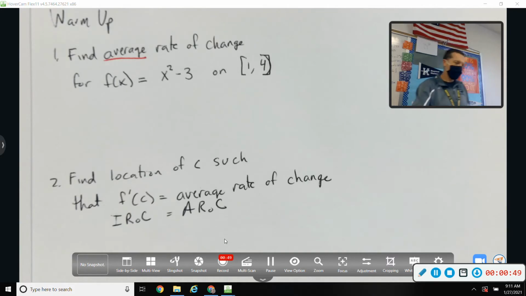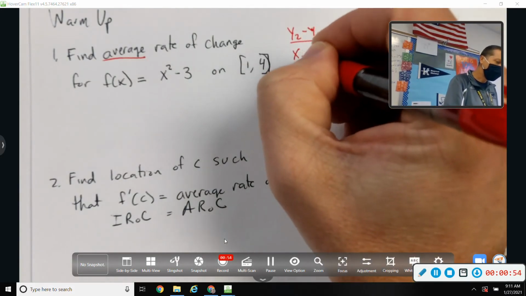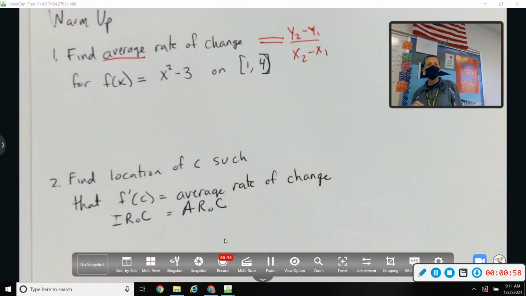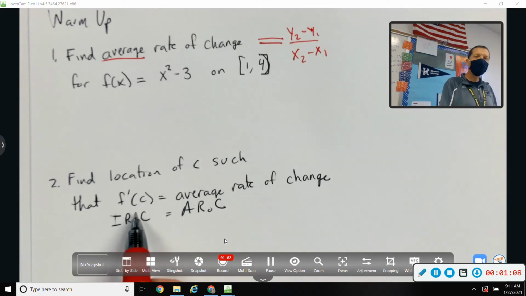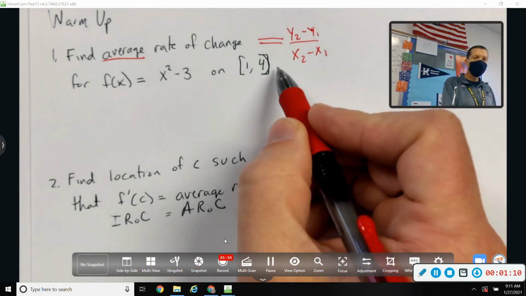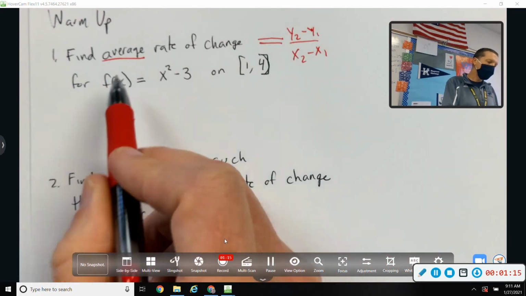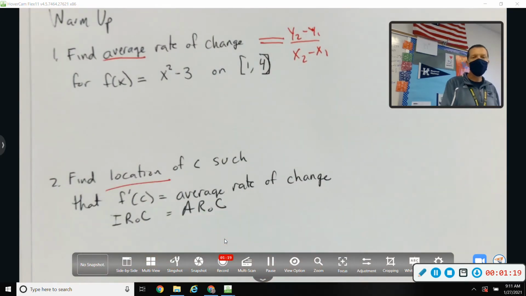Algebraic slope. So that's just good old y2 minus y1 over x2 minus x1. That's algebra rate of change, or average rate of change. Calculus rate of change, instantaneous rate of change, would be the derivative. So you'll set the derivative equal to whatever you get for number 1 and figure out where that happens. So step 1, find the average rate of change. Step 2, where does that happen? So it'll be an x value. So maybe that's enough to get you going.